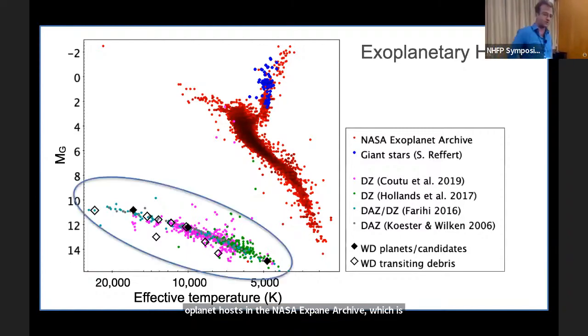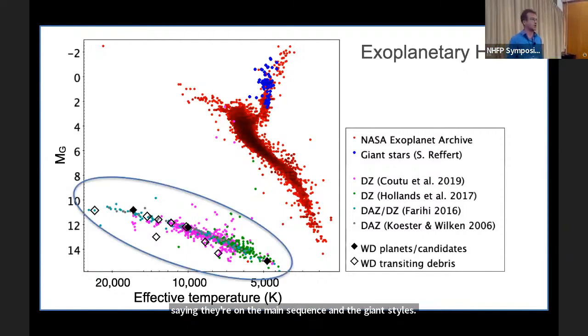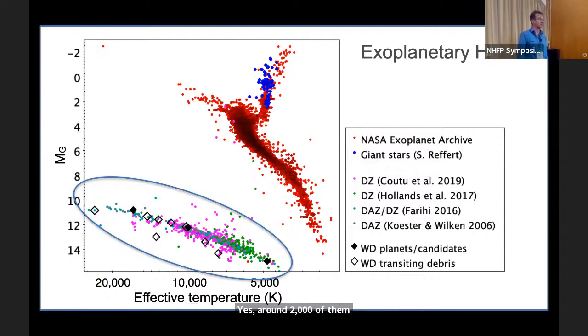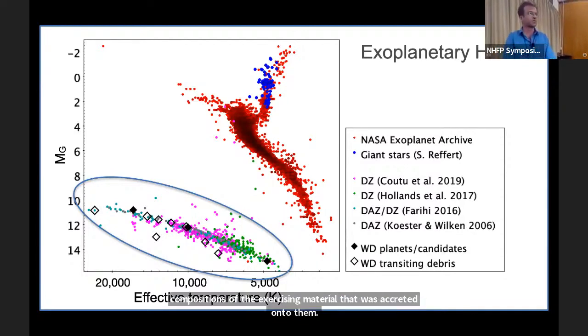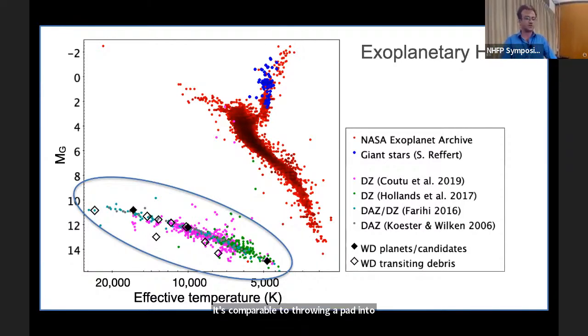But I want to draw your attention to this sequence here. These are white dwarfs that have metal pollution. There's around 2,000 of them now. Most of them we think are actively accreting, and they provide an amazing opportunity to study the compositions of the exoplanetary material that was accreted onto them. It's comparable to throwing our planet into a mass spectrometer, and it's the only way that we can really measure the bulk composition of exoplanetary material.